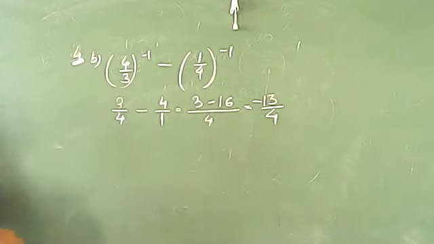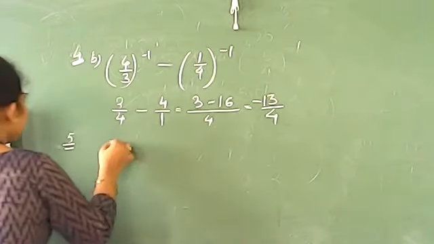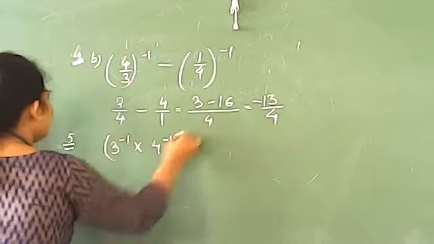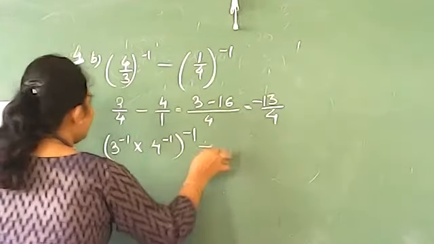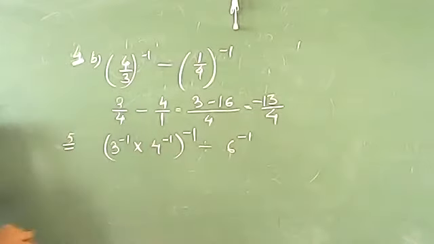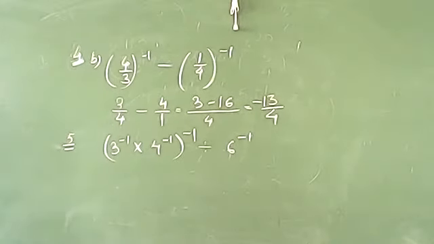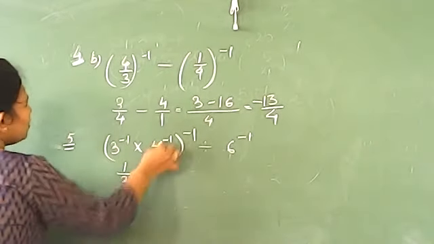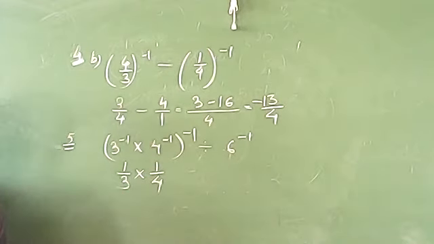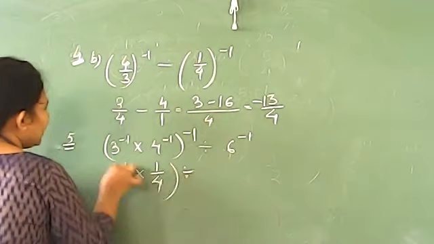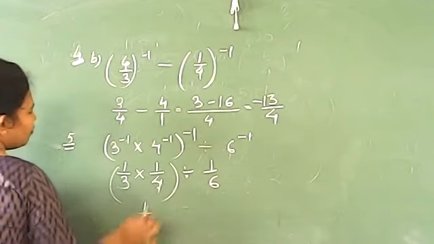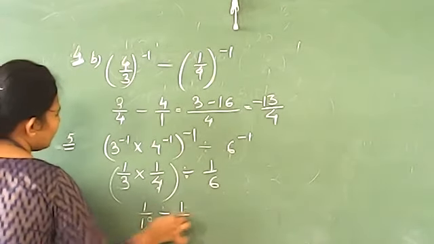Now let's try to understand question number 5. Find the value of: what it is asking, you have to simply solve 3 to the power minus 1 multiplied by 4 to the power minus 1, all to the power minus 1, divided by 6 to the power minus 1. Again these are negative powers. 3 to the power minus 1 will give you 1 by 3, 4 to the power minus 1 will give you 1 by 4, divided by 1 by 6. Now simply multiply. 1 ones are 1, 4 threes are 12, divided by 1 by 6.